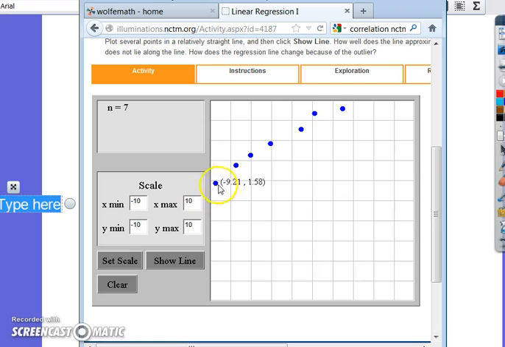Notice that I have more than 1 point, and for more than 1 point, it's likely to be impossible to connect all these dots with the same line. So when I click Show Line, the line is going to get as close as it can to all the dots, but it's not going to be perfect. Okay, so let's draw this right here.